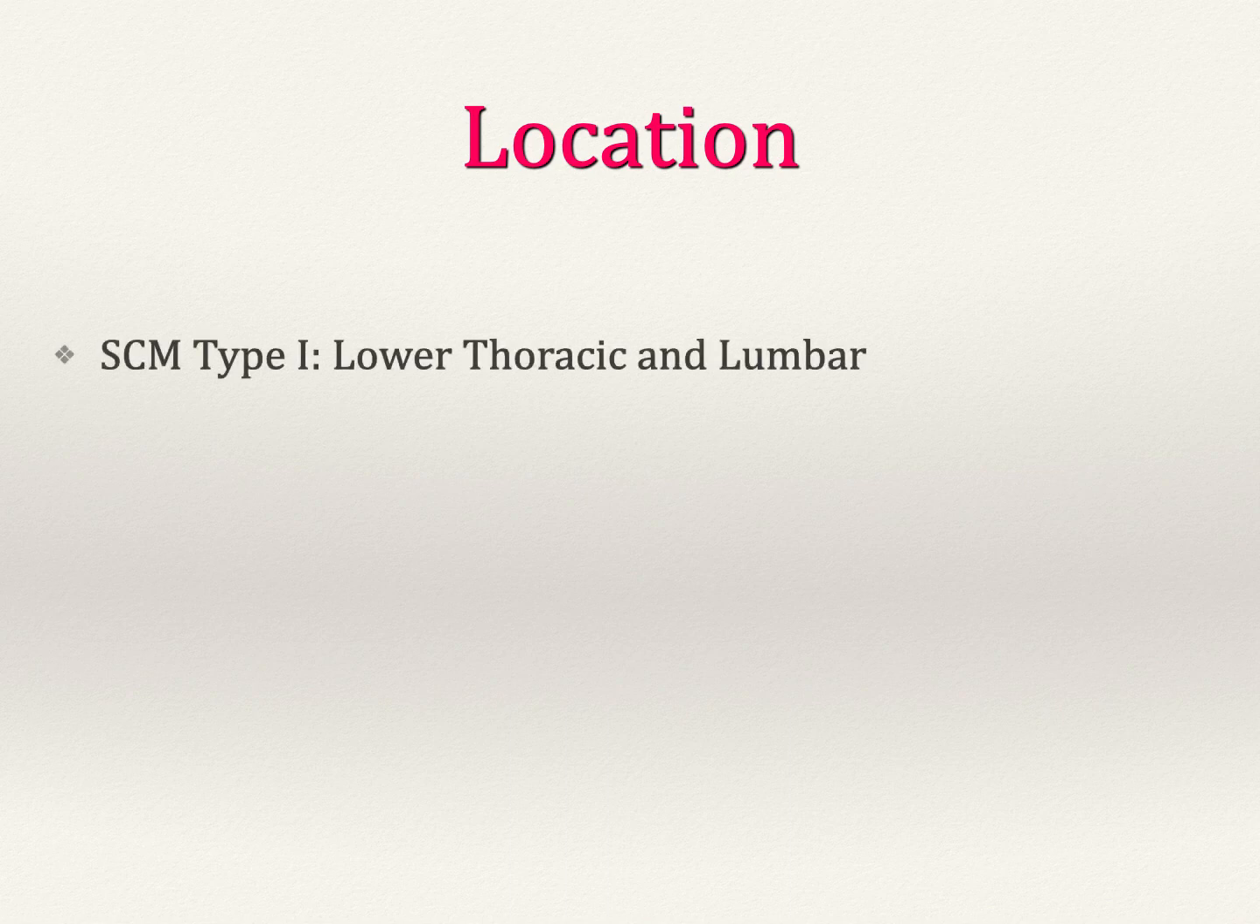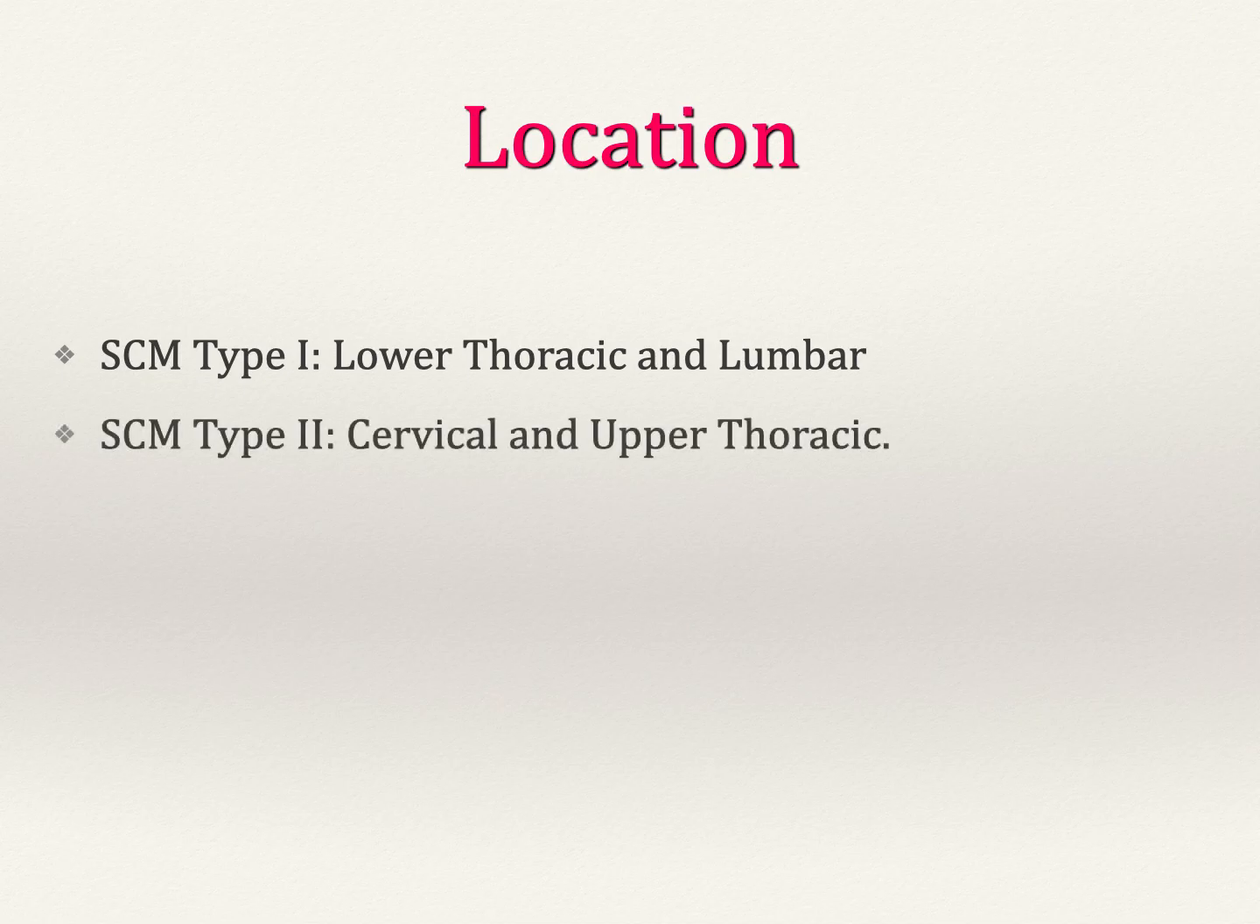So where do these problems or split cord malformations happen? In type 1, which is the one with the bony septum, they happen in the lower thoracic and lumbar region, while in type 2, which is the one without the bony septum, with the fibrous bands, it happens in the cervical or upper thoracic region.